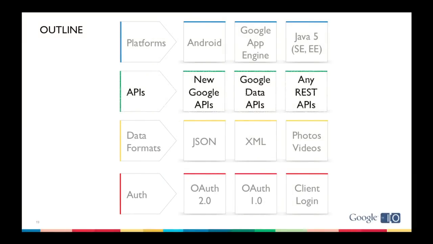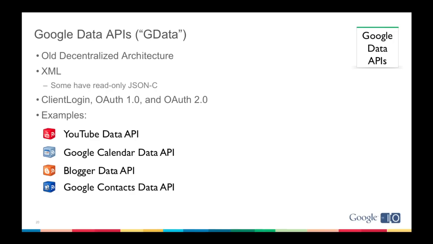All right, so let's talk about the next section of this session. What APIs are we trying to support with this library? Well, my vision is ideally all of them, so let's talk about them. So Google Data APIs are by far our most mature platform. Some really popular examples: YouTube, Calendar, Blogger, the contacts. Those are some of the ones that you'll often see being used.